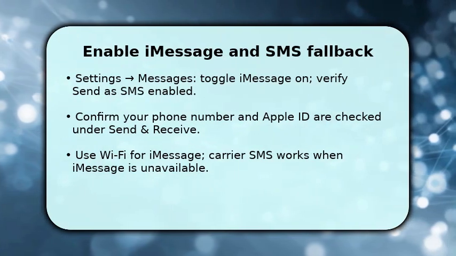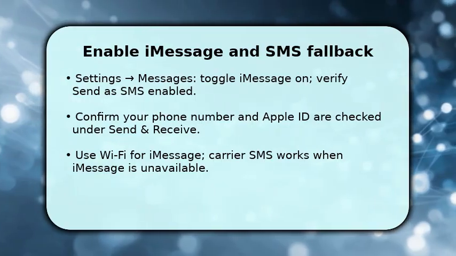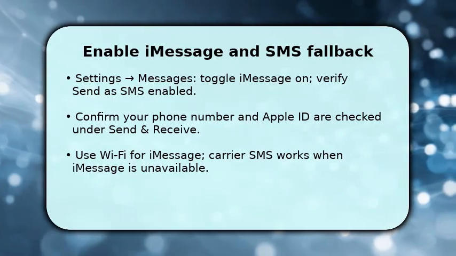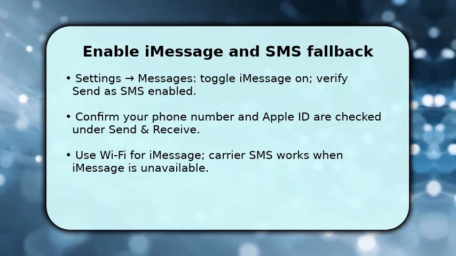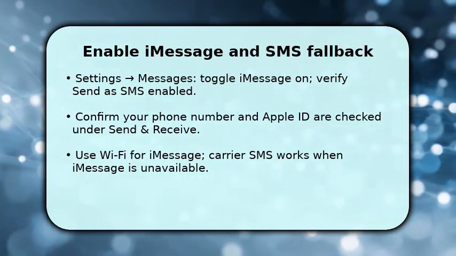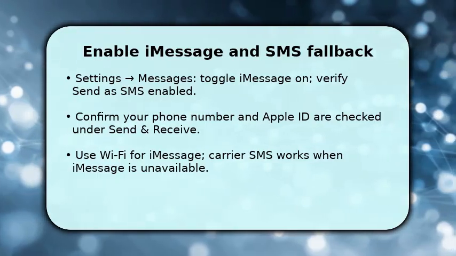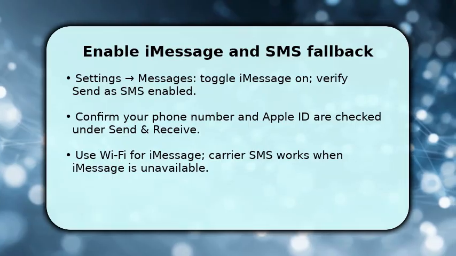Next, enable iMessage in Settings, right arrow Messages, and verify Send as SMS is turned on. This lets your phone resort to carrier text when iMessage can't reach servers. Under Send and Receive, confirm your phone number and Apple ID are selected so conversations route correctly.